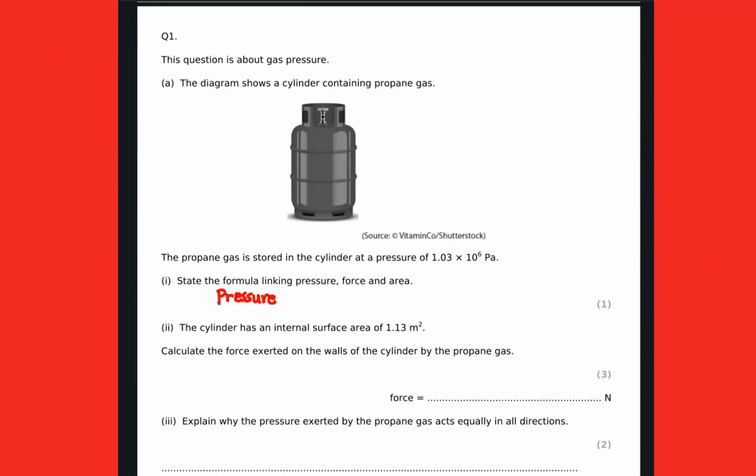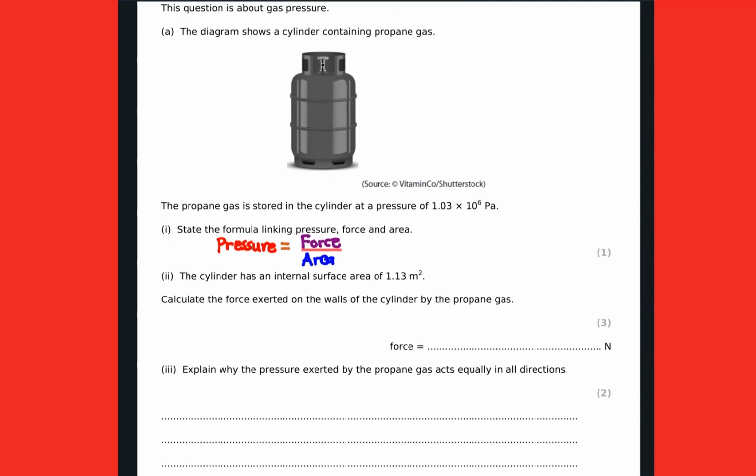Welcome to another session. Here we are going to talk about the topic pressure, which means that we shall be looking at some of the questions that you expect from this topic and how you are supposed to address them. Now, the first question here, we are told this: the diagram shows a cylinder containing propane gas. The propane gas is stored in the cylinder at a pressure of 1.03 times 10 raised to the power 6 pascals.